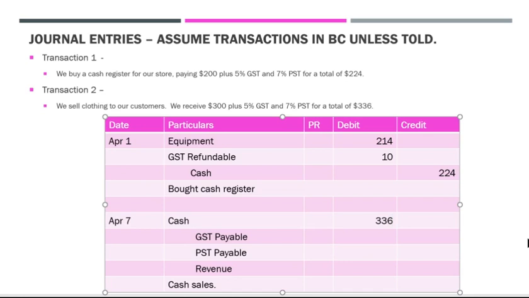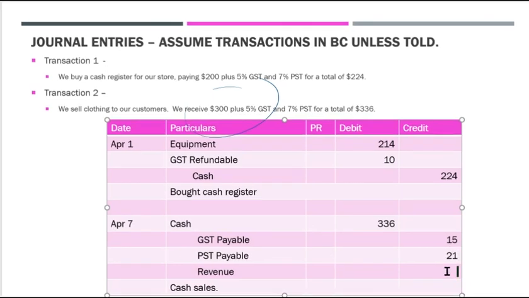Next up, GST is payable, 5% of $300 is 15. So I'll plug that in as a credit, like that. PST, same thing, 7% of 300, $21. And revenue, before the taxes are charged, will be $300. We can check our numbers. If we add these three credits up, it equals the debit, 336. A good sign that we've done it correctly.